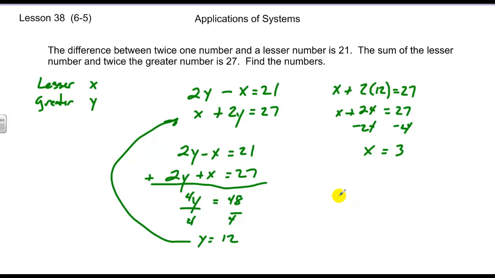So once again, if I take twice my bigger number, subtract off the smaller number, I get 21, which is true. And then if I take my smaller number, and add to that twice my greater number, I get 24 and 3, which is 27. And this problem checks.